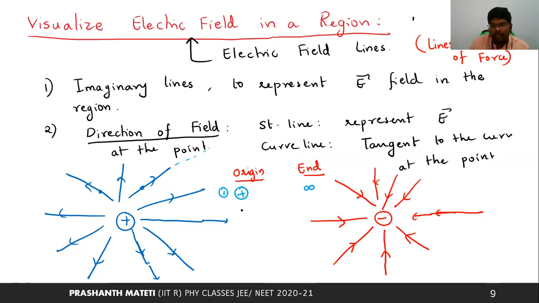But in the negative charge case, they start from infinity and end at the negative charge. This is the second case, when only a negative charge is isolated. But if a positive charge and a negative charge are in the nearby region, then electric field lines will start from the positive charge and end at the negative charge. So there are three possibilities here. The electric field lines originate from a positive charge and may end at infinity, or start from infinity and go to a negative charge, or start from a positive charge and end at a negative charge. So this is how you should draw the lines.